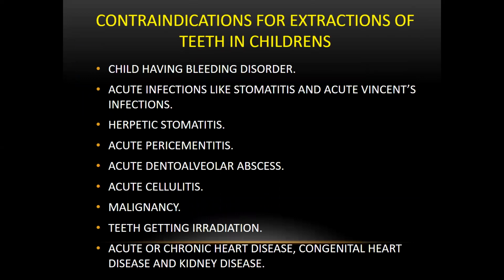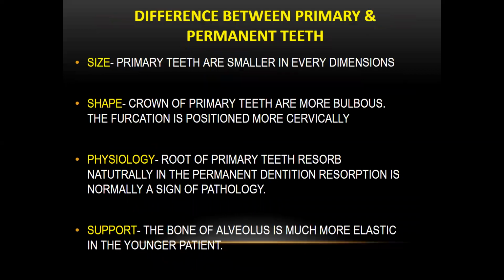What are the contraindications for extraction of teeth in children? See, the child has a bleeding disorder, acute infections like stomatitis and acute Vincent's infection, herpetic stomatitis, acute pericementitis, acute dentoalveolar abscess, acute cellulitis, malignancy, teeth getting irradiation, acute or chronic heart disease, congenital heart disease, and kidney disease. These are the conditions where you will avoid extraction in children.